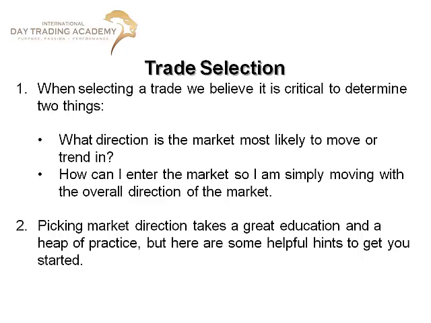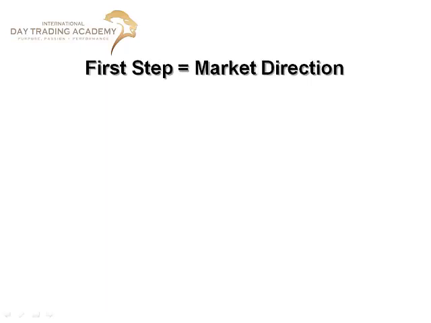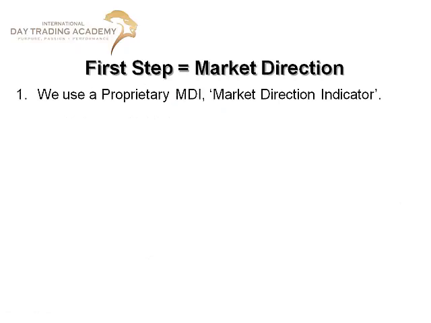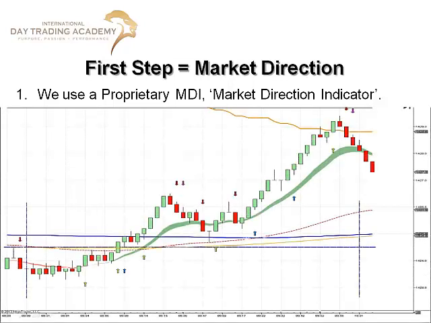Now, point number 2 here. Picking market direction takes a great education and a heap of practice, but here are some very helpful hints to show you not only how we do it, but also how other people are already doing it. What we're going to do, ladies and gents, is use a proprietary indicator, otherwise known as an MDI, or market direction indicator. And for those of you that move on to study the course, I think the MDI is going to become your best friend.